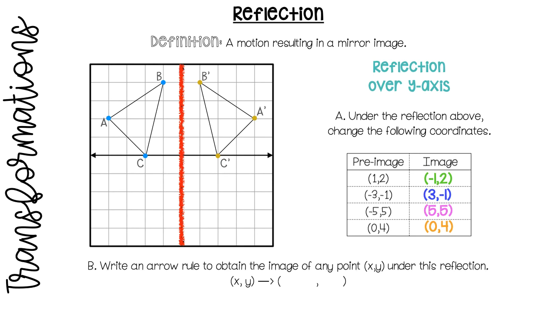Now that I've seen a few examples, I want to write an arrow rule to obtain the image of any point (x, y) under this reflection. So look at the table above and try to find a pattern. What I notice is that all the x coordinates change their sign. So 1 went to -1, -3 went to 3, -5 went to 5. Of course, 0 doesn't have any positives or negatives, so it just stayed the same. So my x changed signs, and my y's didn't change at all. So my rule is that (x, y) is going to change to (-x, y).